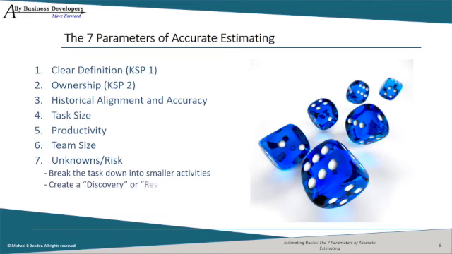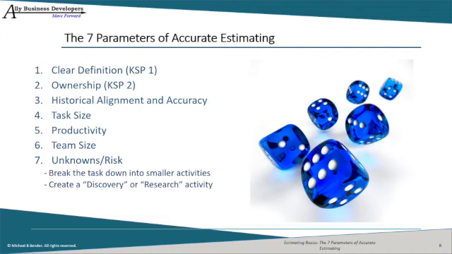Second, include a discovery or research task designed to reduce the risk. Estimate the discovery or research task, and the rest of the task will fall nicely into place. Perhaps surprisingly, estimating discovery tasks is not as difficult as you might imagine. Follow the other estimating parameters to improve the reliability of your estimate.